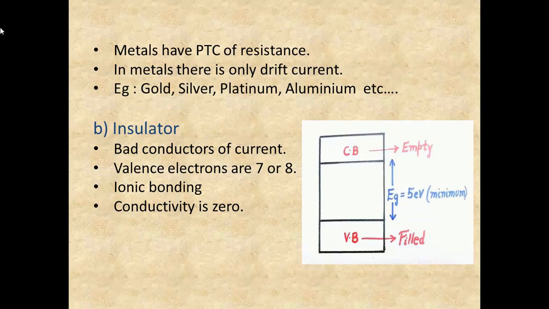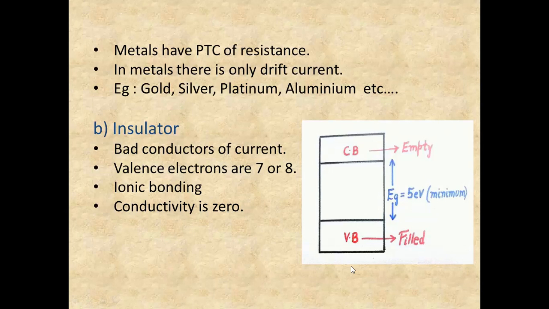Next is the insulator. Insulator, we all know, is a bad conductor of current. They do not allow the current to flow through them. Valence electrons are 7 or 8, and they have ionic bonding among them, and conductivity is 0 because, as I've already told, they do not allow the current to flow through them. This figure is of an insulator.